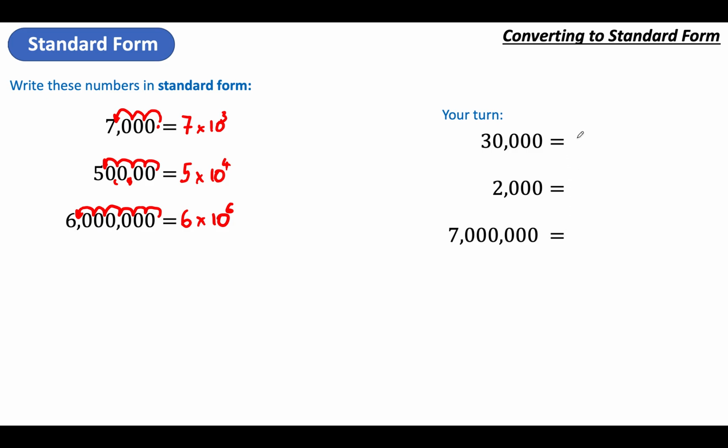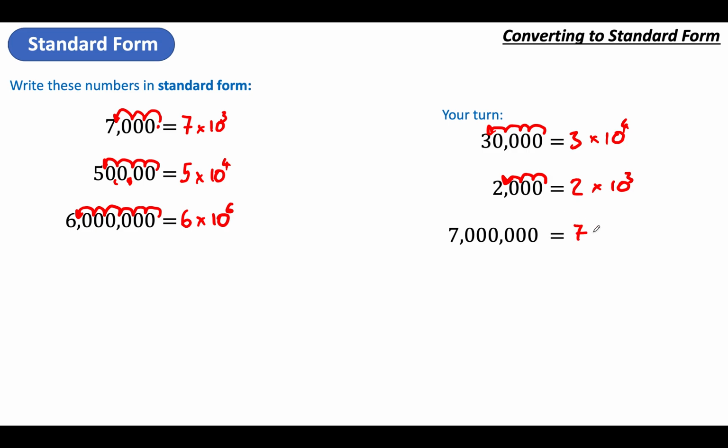Right, the first one, 3 would be the digit. And the power of 10 is it's shifted 1, 2, 3, 4 places bigger. So 3 times 10 to the power of 4. Now this one, 2 is my digit. 2 times 10 to the power of 1, 2, 3 to get that decimal point just behind the 2. So it's really 3 places bigger.